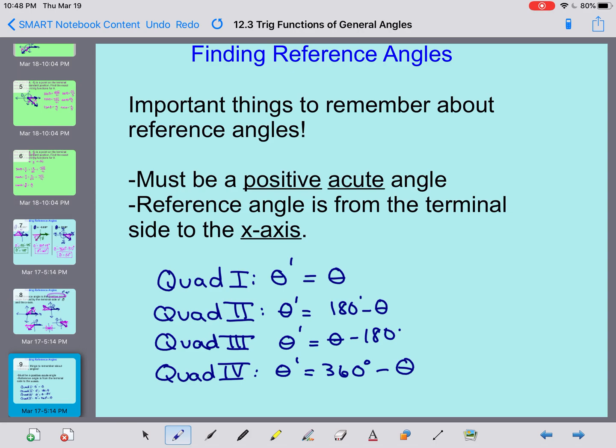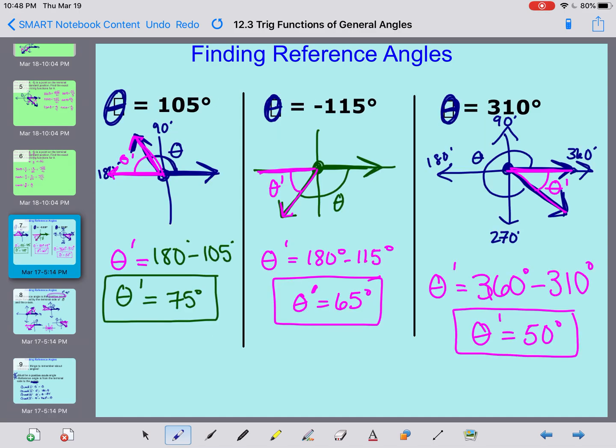So important things to remember about reference angles: it must be a positive acute angle, and the reference angle is formed from the terminal side to the x-axis. It's a mistake to go to the y-axis. If by accident you go to the wrong side, you might end up giving a big red flag if you say your answer is 100 degrees for your reference angle, because it has to be a number between 0 and 90.